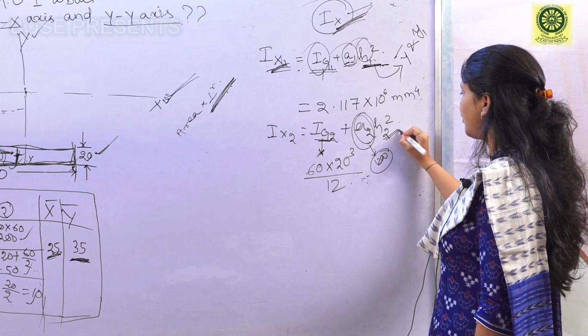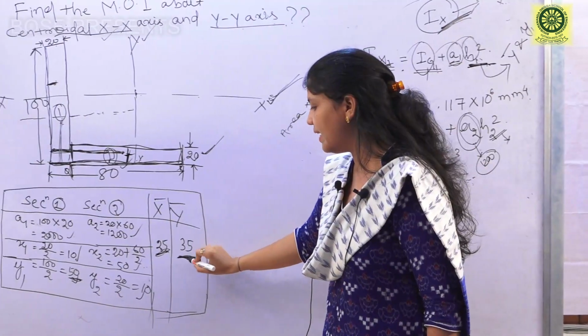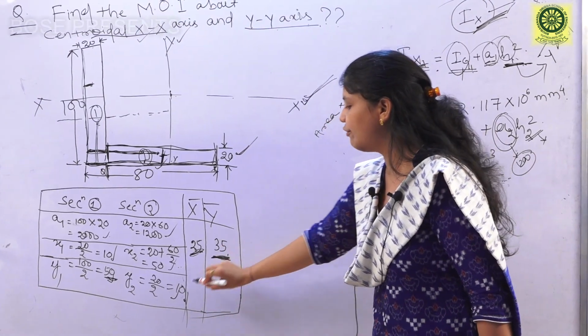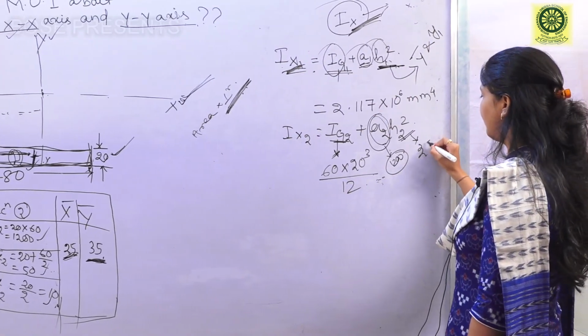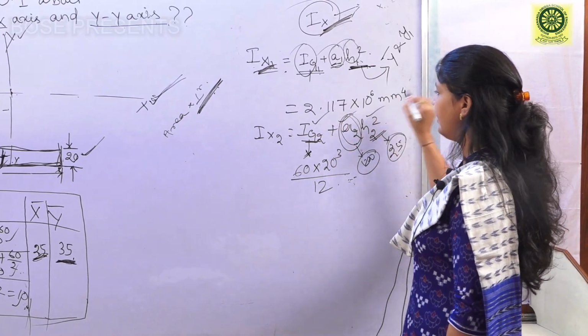Now what is H2? H2 is the distance between our y bar and y2. So the distance is how much? This is 35 minus 10, that is equal to 25. Okay, so now we have the value of Ig2, A2 and H2.